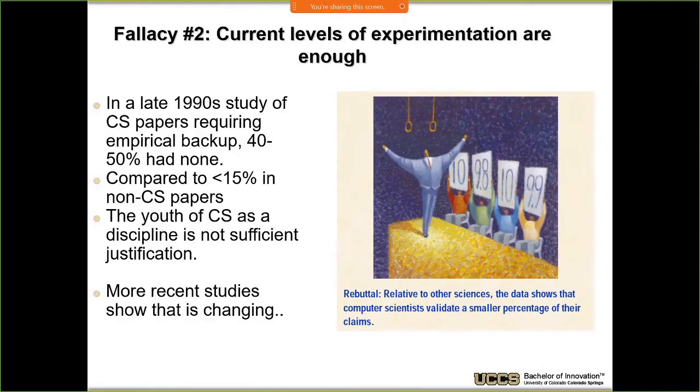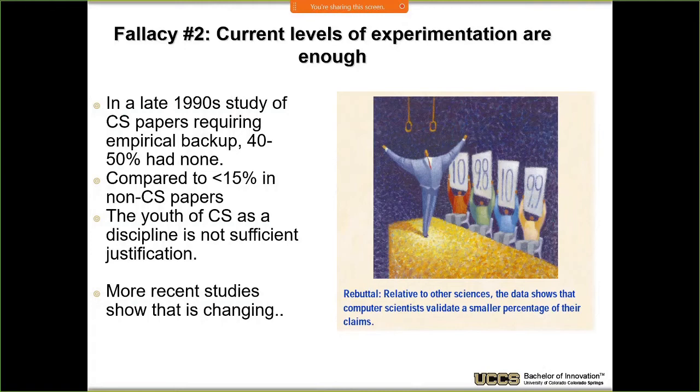So a second fallacy that came out in the 90s was that the current levels of experimentation are enough. And I found this interesting: in the late 90s, of CS papers requiring experimental backup, 40 to 50% had none. That is, papers that should have had experimentation were large in number, compared to non-CS papers in other fields, where less than 15% of the papers don't have experimental backup, even if they have theory. But in computer science, there was a lot of stuff that had none. So the youth of computer science, right, we're not that old a field compared to lots of the other fields, really isn't enough justification.